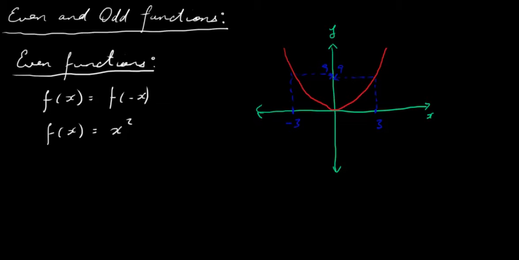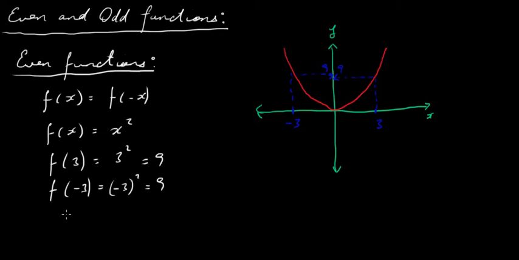So in other words, if you put 3 into your function, that's going to be 3 squared, which is 9. Also, if you put in minus 3 into your function, that's going to be minus 3 squared, which is also 9. So f of minus 3 is equal to f of 3. So therefore this function here is even.